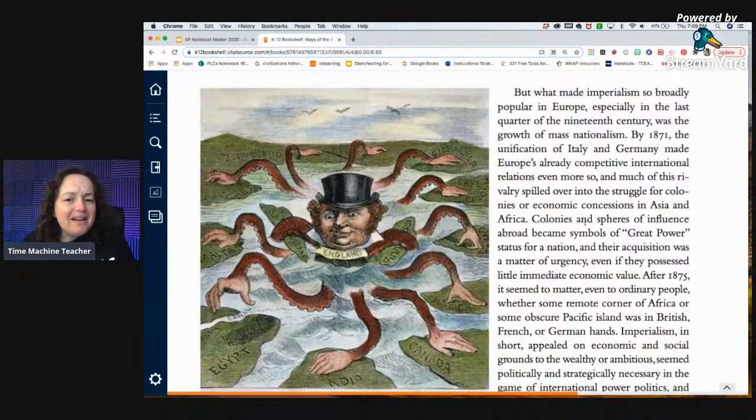Okay, but what made imperialism so broadly popular in Europe, especially in the last quarter of the 19th century, was the growth of mass nationalism. We talked about this today a little bit in your review. By 1871, the unification of Italy and Germany made Europe's already competitive international relations even more so, and much of this rivalry spilled over into the struggle for colonies or economic concessions in Asia and Africa. So on number 9, put something about mass nationalism in Europe, or Europe striving for nationalism.